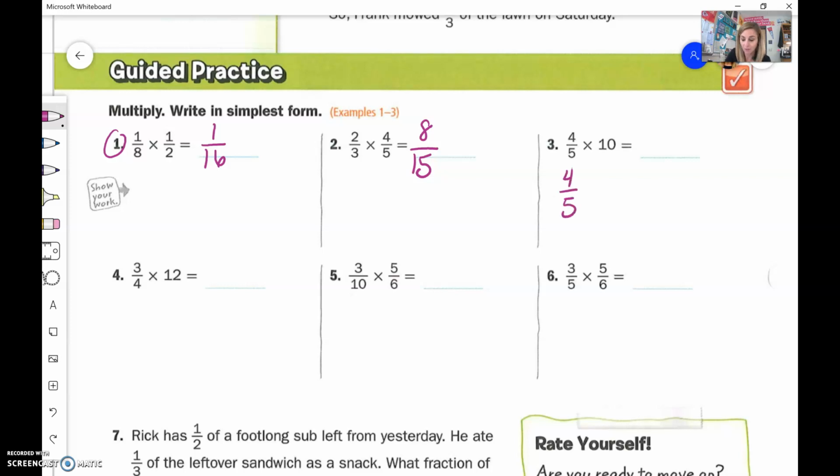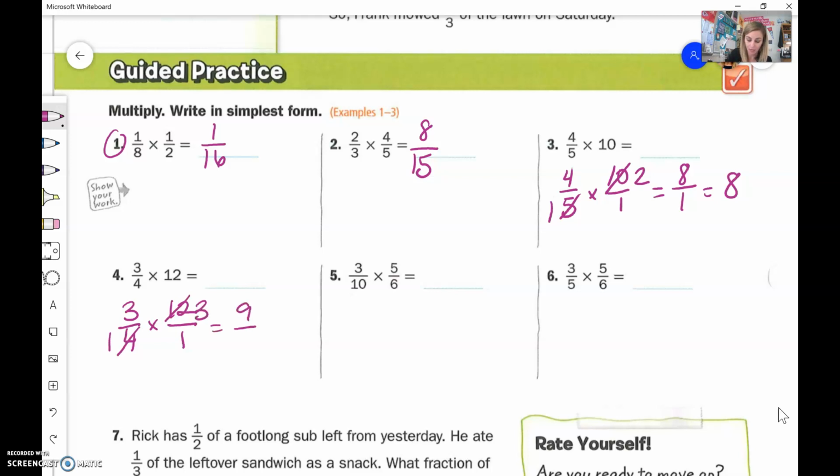All right. 4/5, I'm going to rewrite this one, times 10 over 1. I know that I can divide both of these by 5. That gives me 2. 4 times 2 is 8. And then I get 1 times 1, which is 1. So therefore, my answer is just 8. And let's take a look at this one. 3/4 times 12 over 1. I know I can divide both of these by 4. That gives me 1. That gives me 3. 3 times 3 is 9. 1 times 1 is 1. And I get an answer of 9.